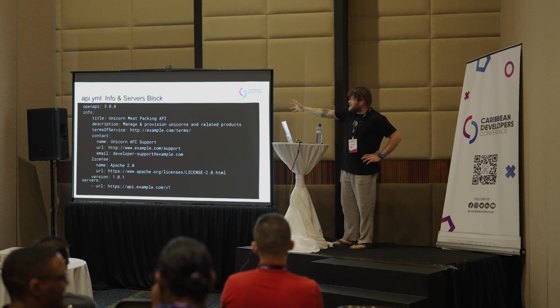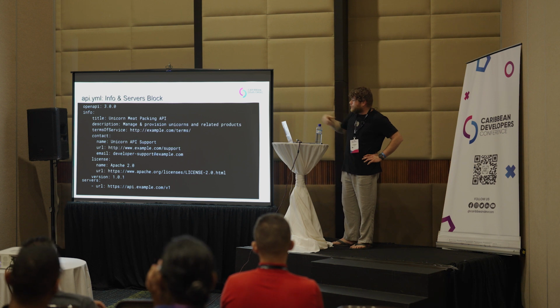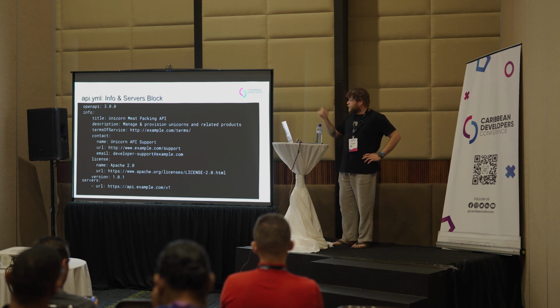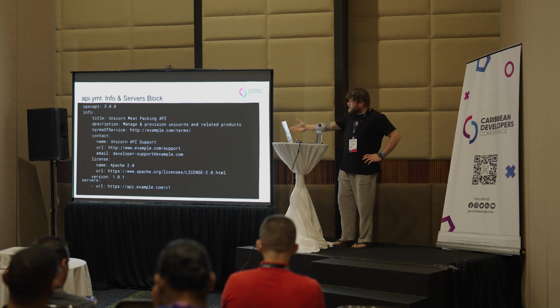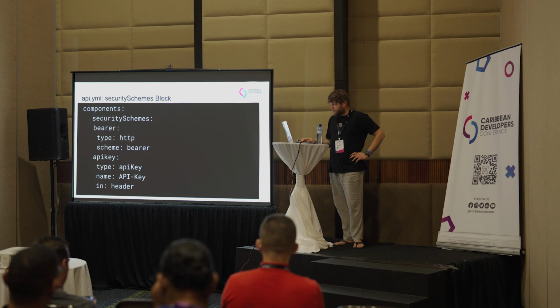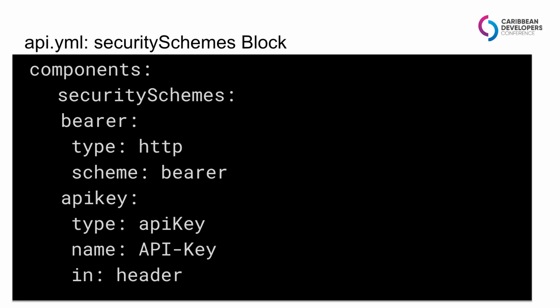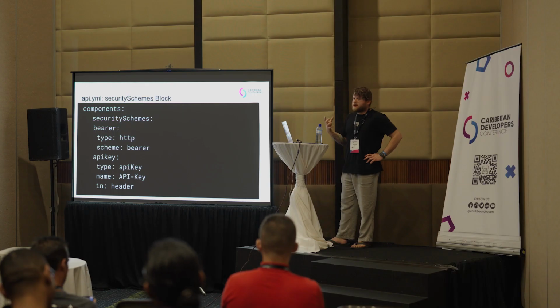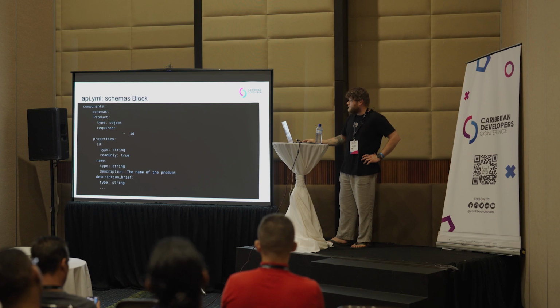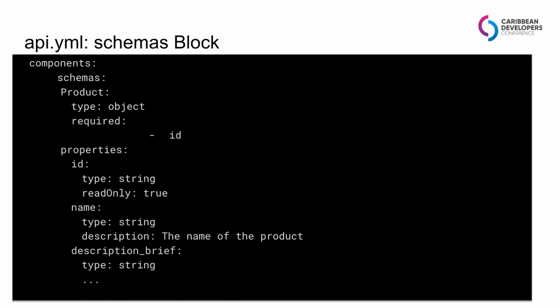And this first one is just an info and servers block. You're talking about what specification version you're using, where the endpoint is located, how you contact the people who run it, what the license is, and what it does. And then here's where you get into the meaningful bits. The next thing is the security scheme. This talks about the authentication model required to communicate with that API. And now this is the really interesting stuff.